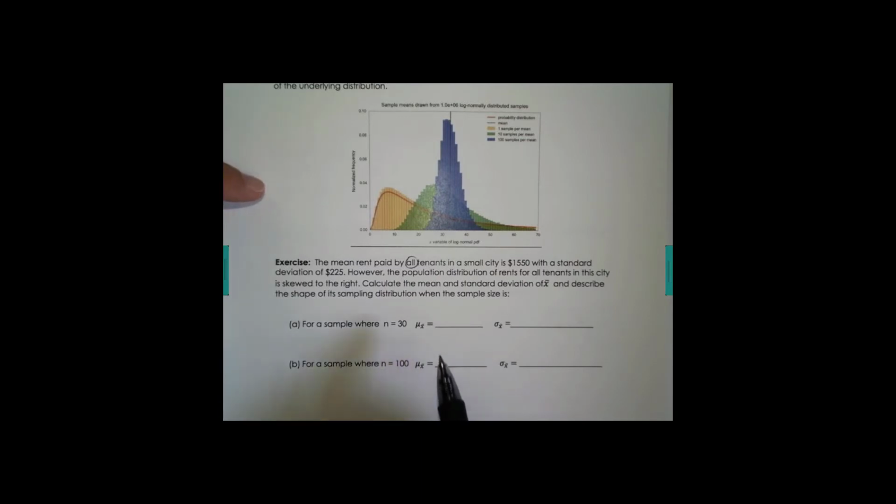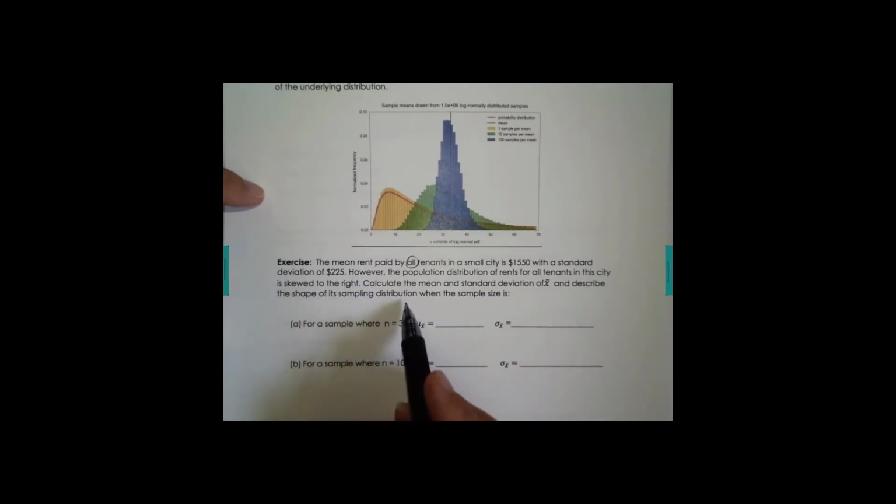They want us to calculate the mean and standard deviation of sample means and describe the shape of the sampling distribution if I have a sample size of 30. Well, if I have a sample size of at least 30, then it doesn't matter that my population was skewed. I can say my sampling distribution is normal. That's the shape of it. So I can go down to both of them and say, well, this one has a sample size of 100. So I have a normal population distribution. That was for the sampling distribution.